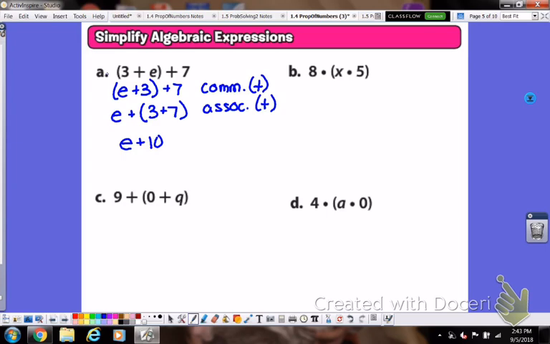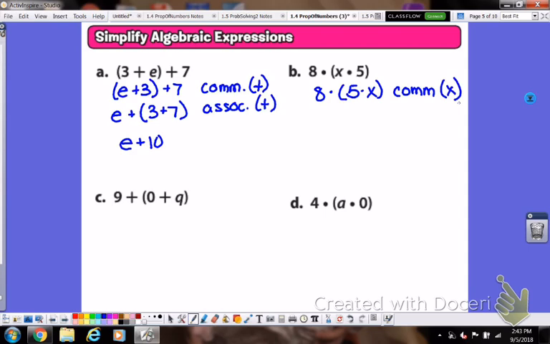All right, part B, 8 times the quantity x times 5. We're going to go through that same process. I don't know what x is, so I need to get the x away from the 5. So just like before, I want to change my order first. So 5 times x. We can do that because of the commutative property of multiplication.